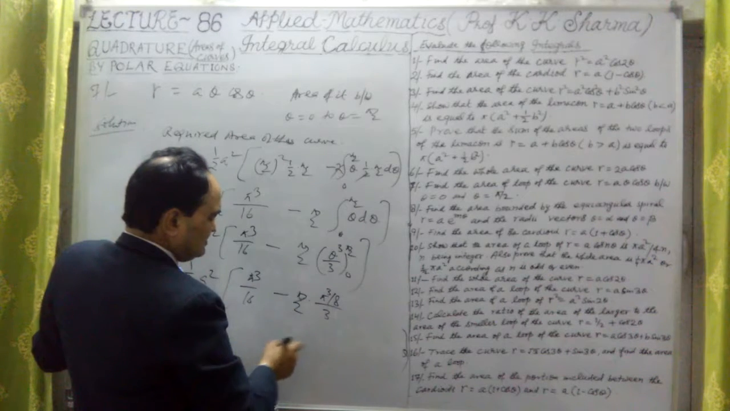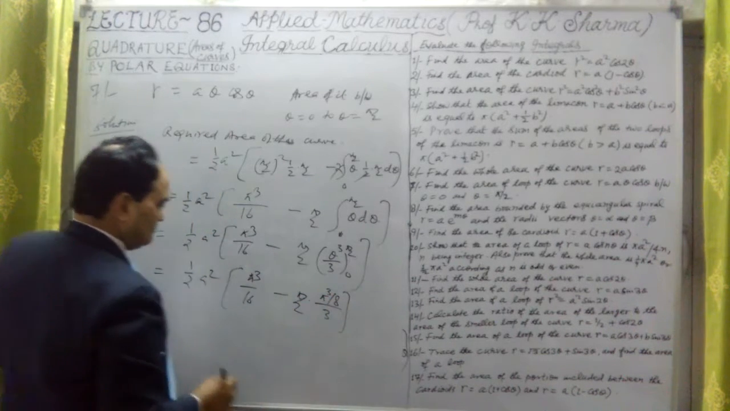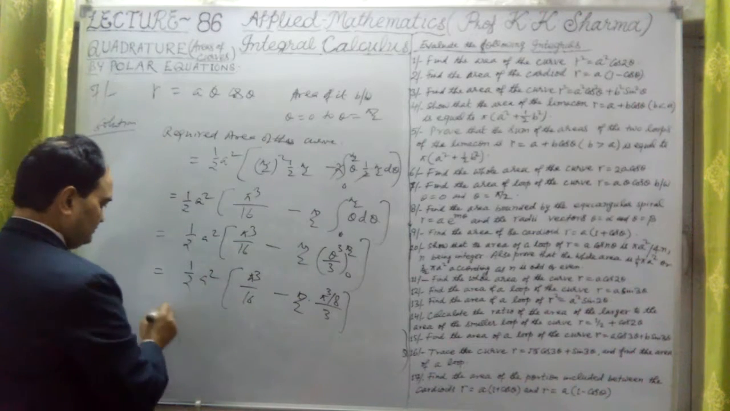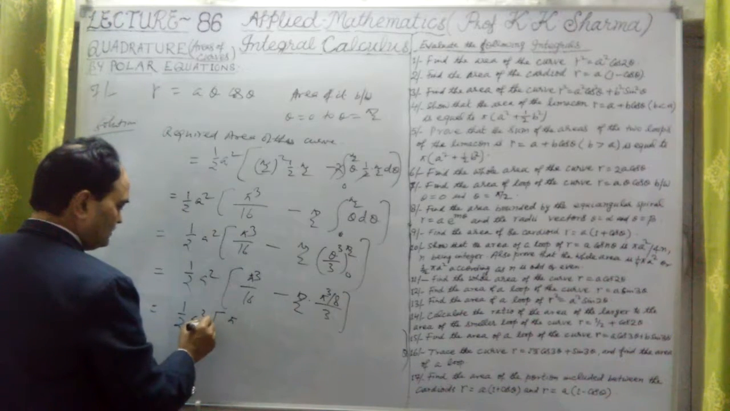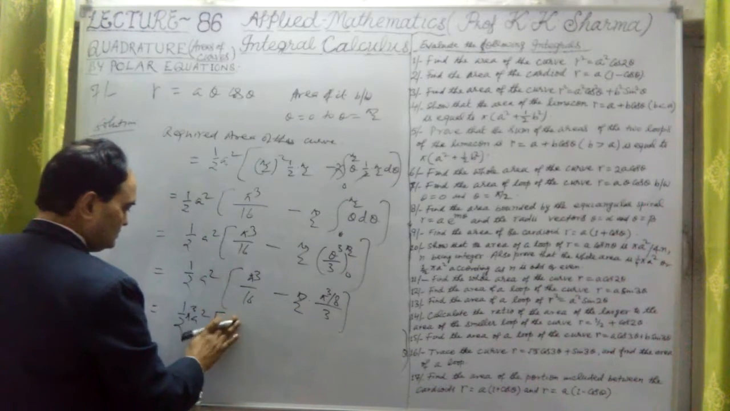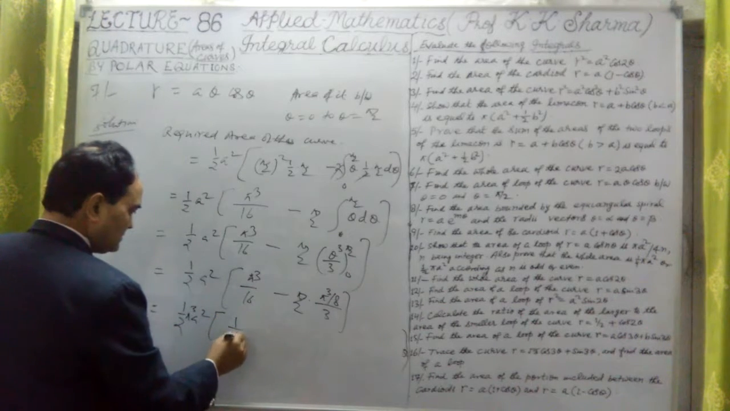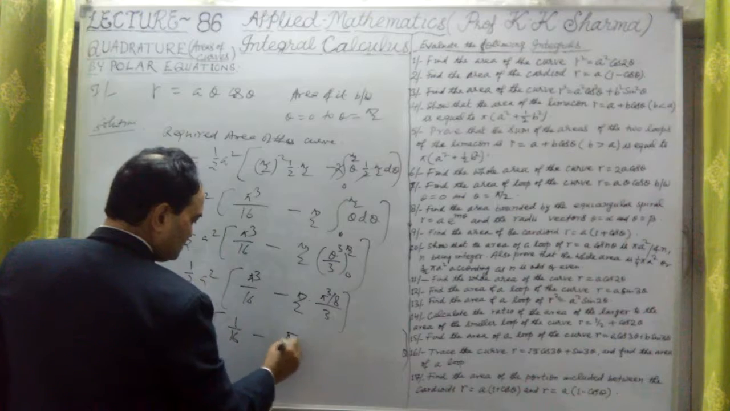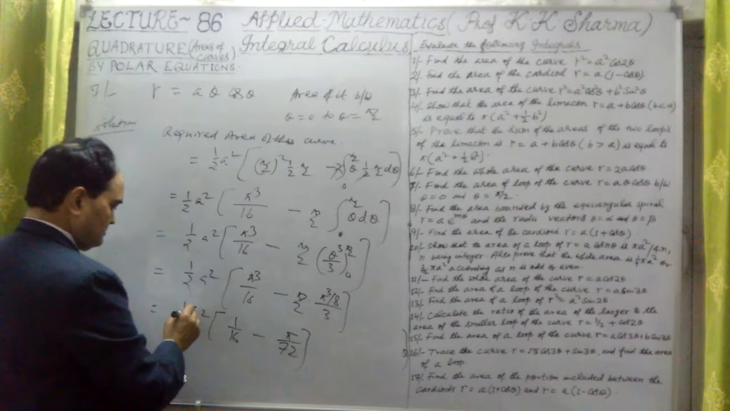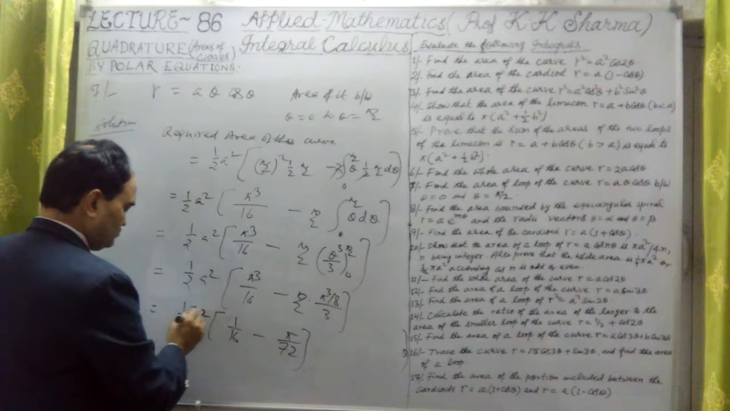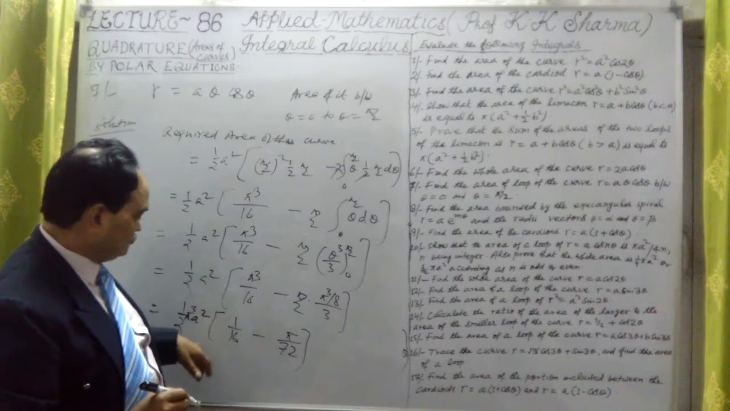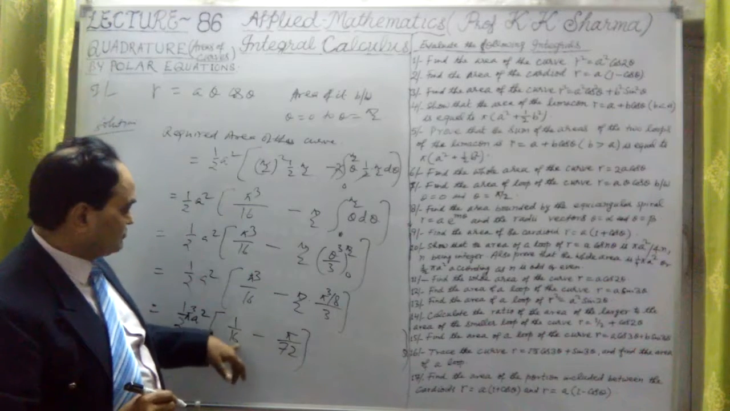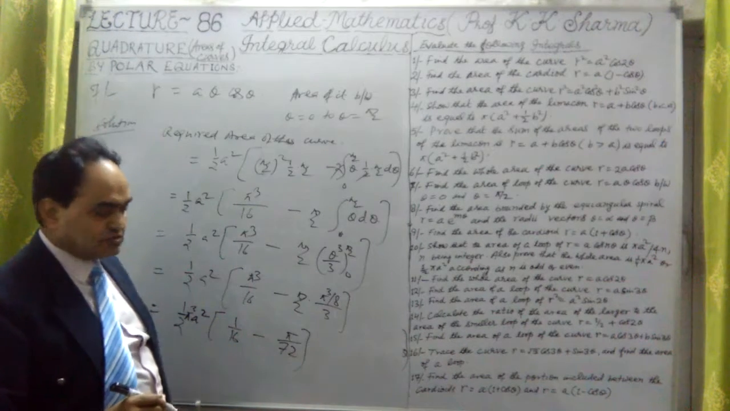3 is outside, so it is 24, to the 72. So it is 1 by 2 a square into pi cube, if I take common, let me take pi cube common. So first will be 1 by 16 minus, this is pi upon 72. So this is the value of this question, I mean the answer of this question. So pi cube a square upon 2 we have taken outside, and this is 1 by 16 minus pi upon 72.